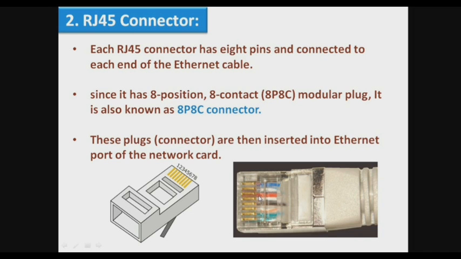These plugs, these connectors, are then inserted into the Ethernet port of the network card. The Ethernet card is mounted inside the computer and consists of an Ethernet port. In that Ethernet port we insert the RJ45 connector. Inside the RJ45 connector there are 8 pins, and the twisted pair cable wires are inserted in them to make a connection for sharing data from the internet to another device or computer.